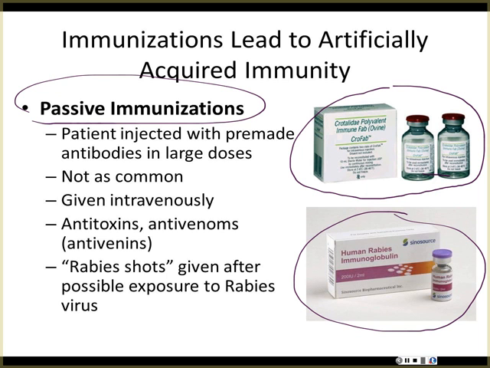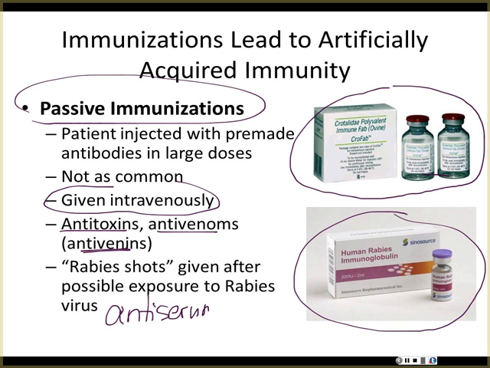These are sometimes called antitoxins or antivenoms or antivenins. They're given IV, intravenously. Some people can get sick from these because there are some types that are made in sheep and horses and so forth. And remember, sheep and horse molecules are going to be seen as foreign by our immune system. They're not going to be identical. And so sometimes people have reactions to these antisera. Sometimes they're called antisera. Antiserum is singular. Antisera is plural.